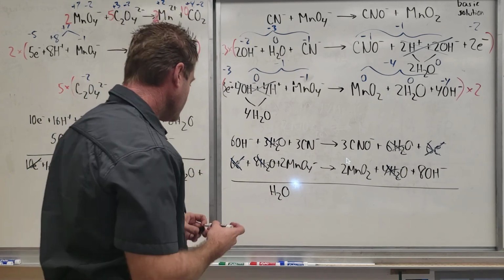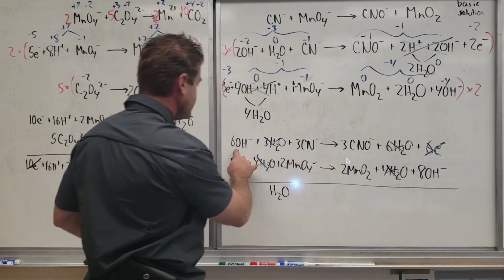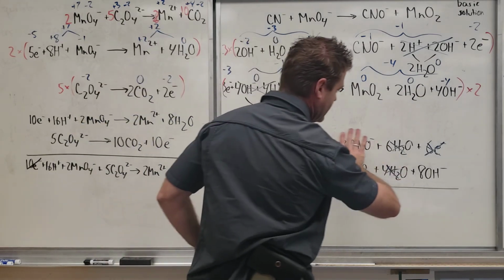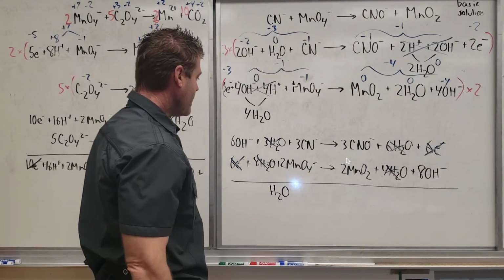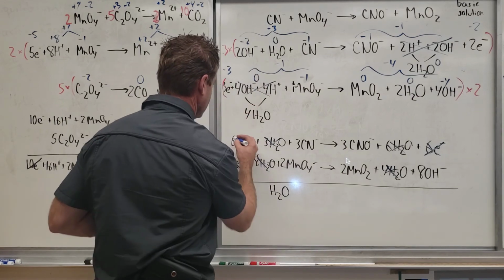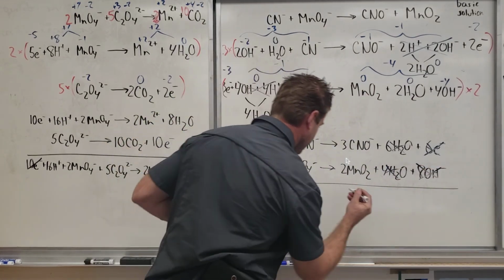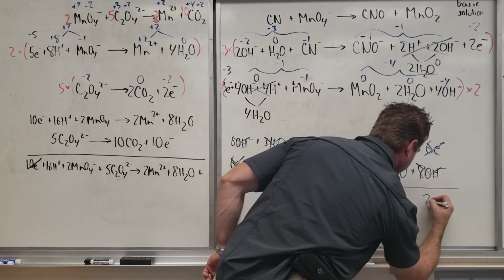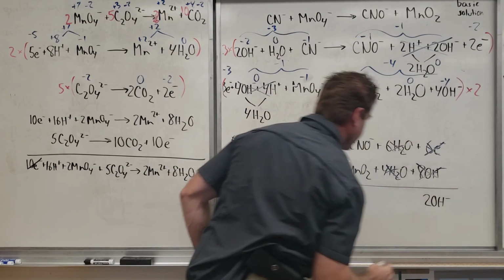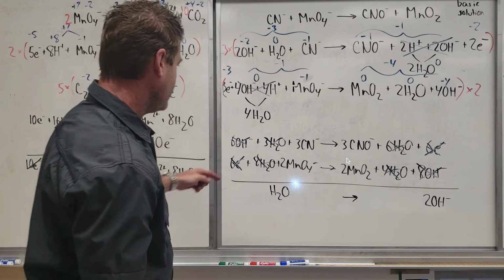And then also, look, 6 hydroxides on my reactant side, 8 hydroxides on my product side. So what's the net result? You guys agree, I have 2 more here on the product side. So my net result is 2 hydroxides on this side. And then anything else? Nope, everything else looks good.